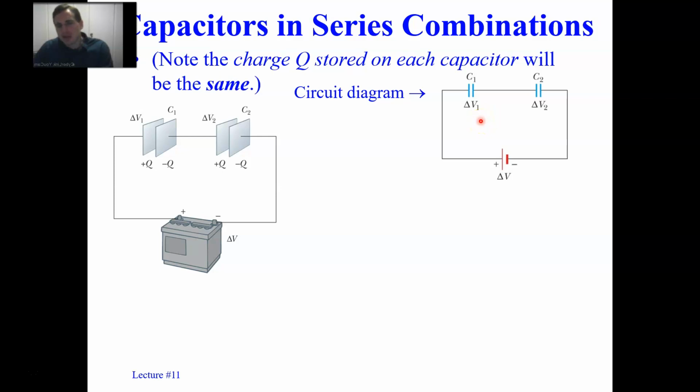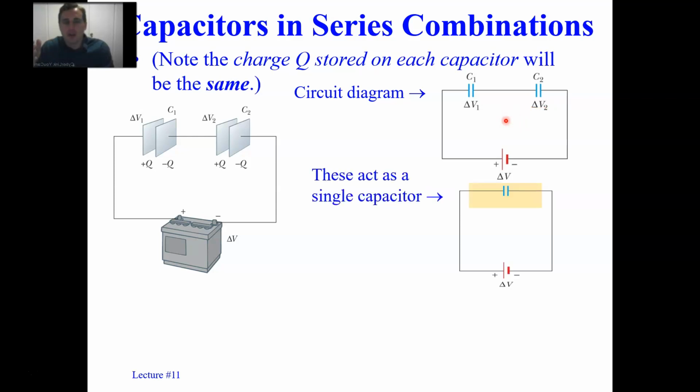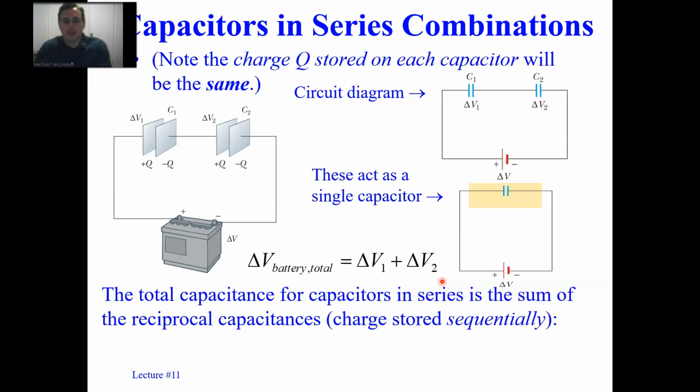So here's what the circuit diagram looks like. These are two capacitors in sequence. Notice that they're labeled C1 and C2, but they have delta V1 and delta V2. Now, unlike charges adding up to the total charge, we are going to add the capacitors together to get a single capacitor, the series capacitance, and this is the equivalent capacitance in series. But notice the delta V of the battery total is delta V1 plus delta V2. Notice that the total sum of all the voltages is the total voltage of the voltage source.